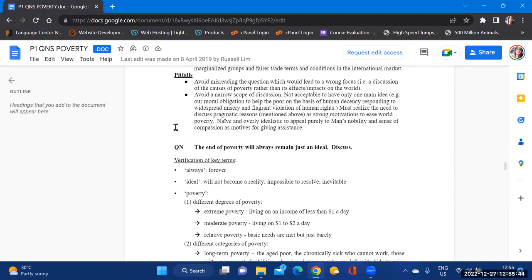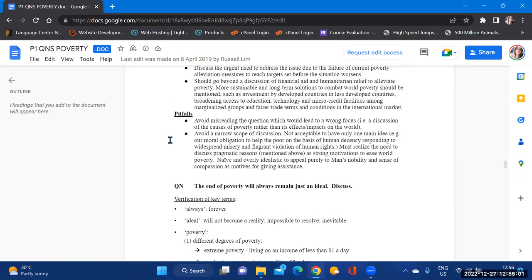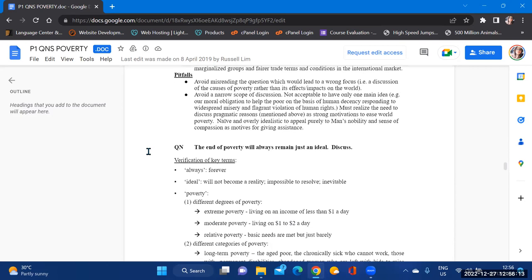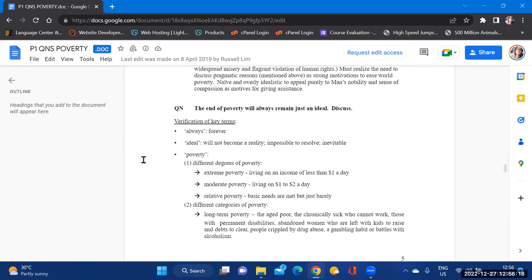It is naive and overly idealistic to appeal purely to man's nobility and sense of compassion as motives for giving assistance. It's a win-win situation when everybody gets richer and richer, everybody progresses and prospers, isn't it? So rather than purely basing the arguments of the essay on nobility, honor, giving back to society, civic-mindedness and graciousness, it would be better to talk about a mutually beneficial, win-win situation for all, and why that is important.